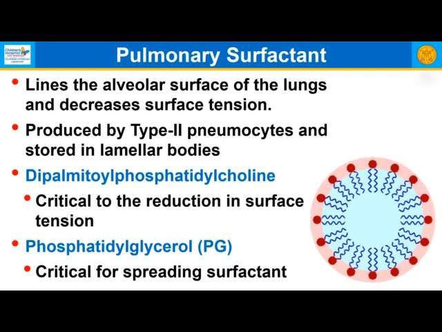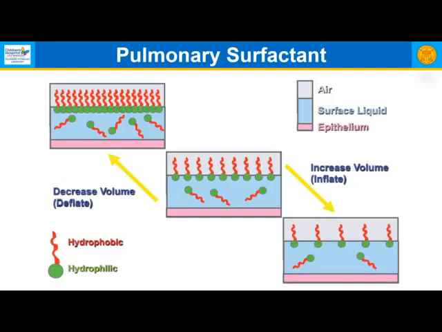The biochemistry here of these two substances primarily works to reduce surface tension or to spread surfactant around the alveoli. When you increase or decrease lung volume, you increase or decrease the concentration of surfactant on the surface of the alveolus. So let's say that this is the neutral lung volume, let's say FRC. So here there's a certain amount of surfactant on this alveolar surface.